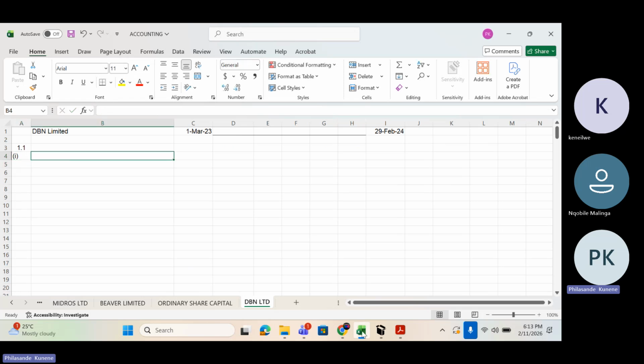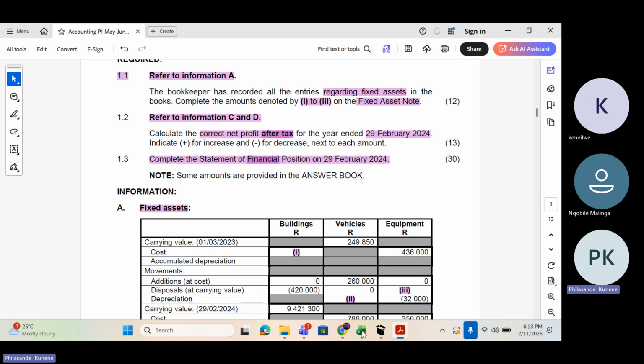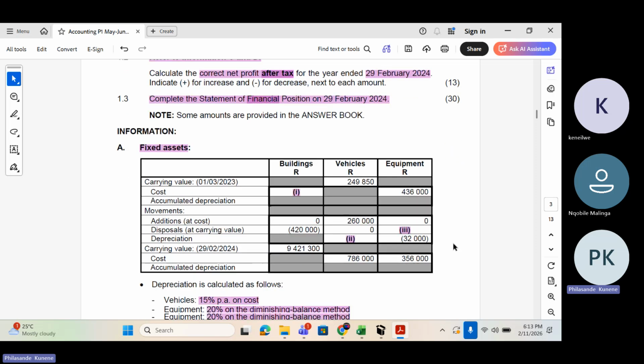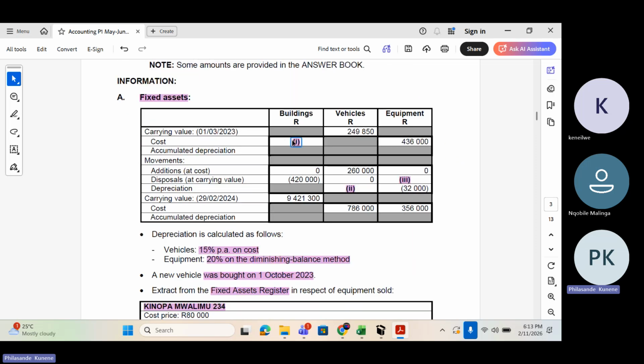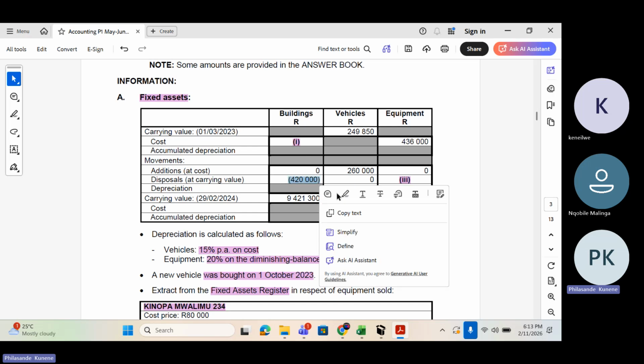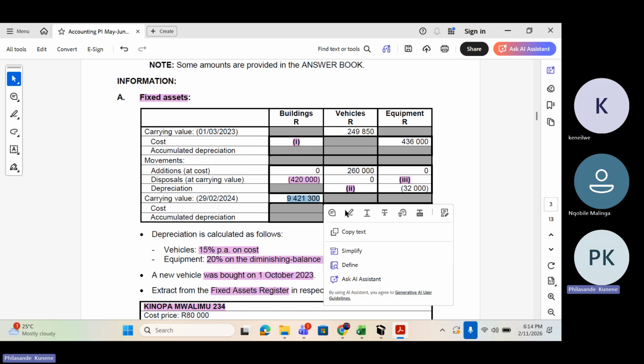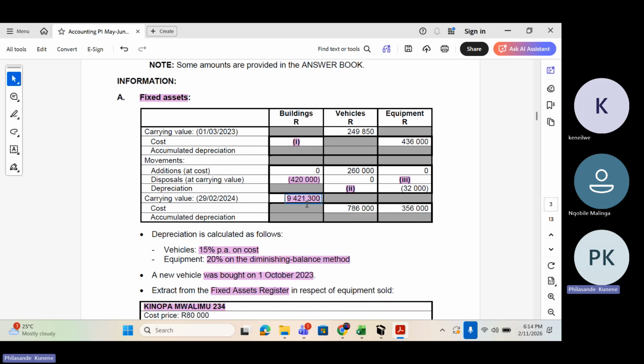So for Roman figure 1, what we're calculating is the cost price for the buildings, right? How are we going to do that one? Looking at the information that is provided here, looking at this fixed asset note, we don't have the cost at the beginning, but we can see that there were land and buildings that were disposed, and then we have a carrying value at the end, which means now we know very well that we did not buy anything, and also there's no depreciation that is indicated here.